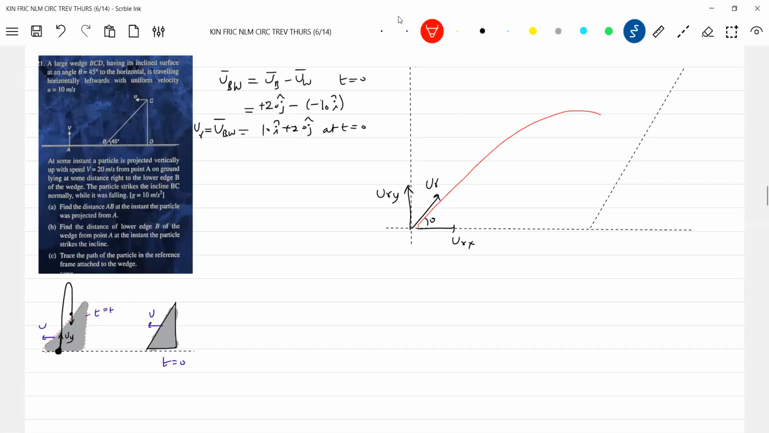Then what is it telling? The particle strikes the inclined BC normally. I didn't say relative frame. Which relative frame? Relative to the wedge, it strikes normally. In the ground frame, it cannot strike normally. While it was falling, in the wedge frame only, the particle strikes the inclined BC. Inclined BC means, I think it is understood, with respect to the wedge only.